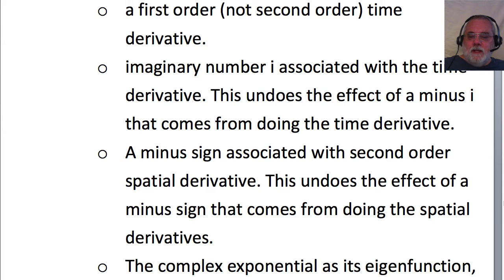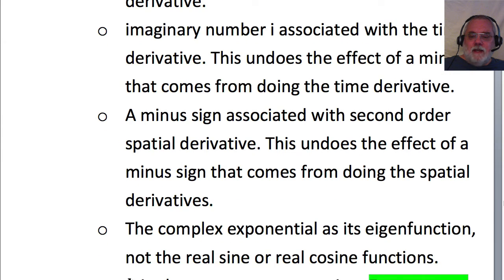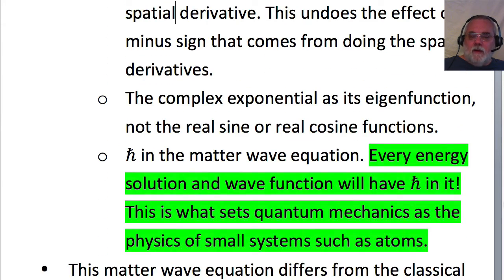The complex exponential is the eigenfunction, not the real sine and real cosine functions. And it has h bar in the matter wave equation. Every energy solution and wave function will have h bar in it, the reduced Planck's constant. This is what sets quantum mechanics as the physics of small systems, such as atoms. h bar sets the energies and sizes of small systems.